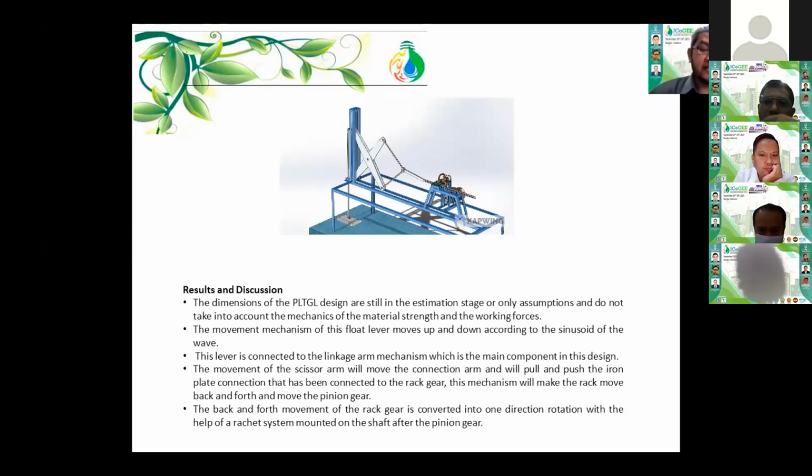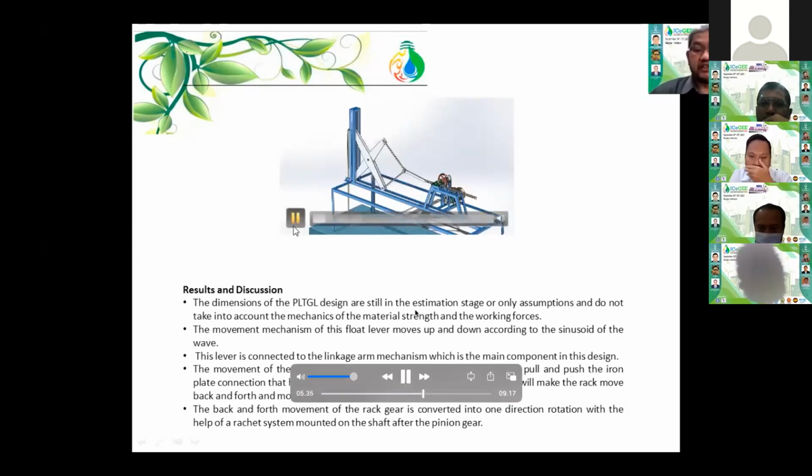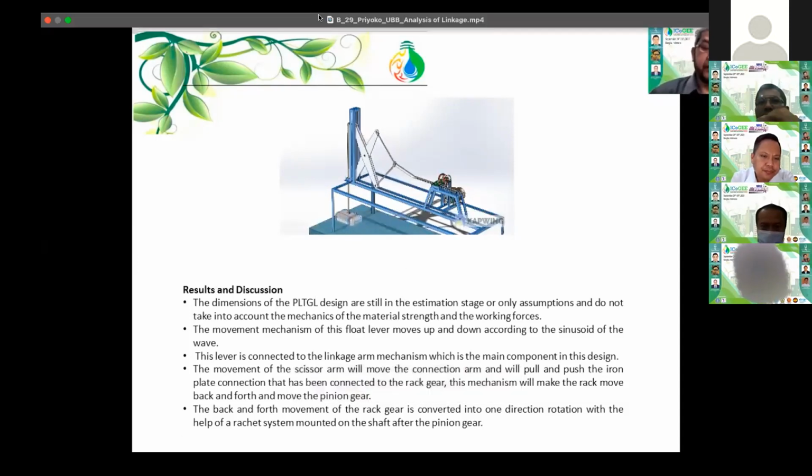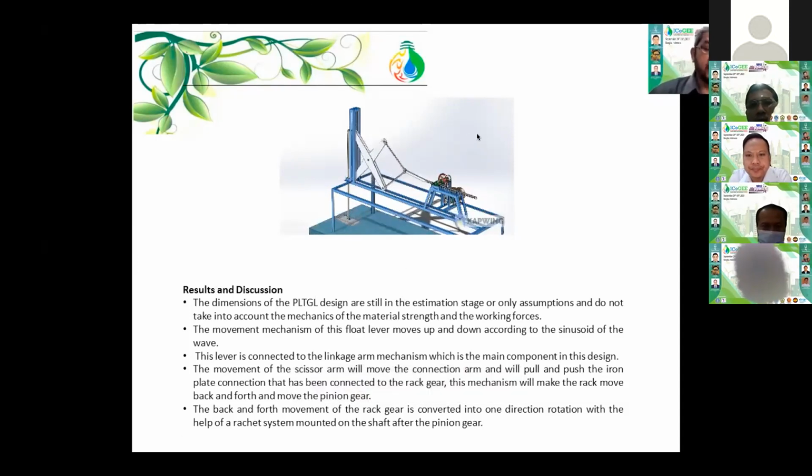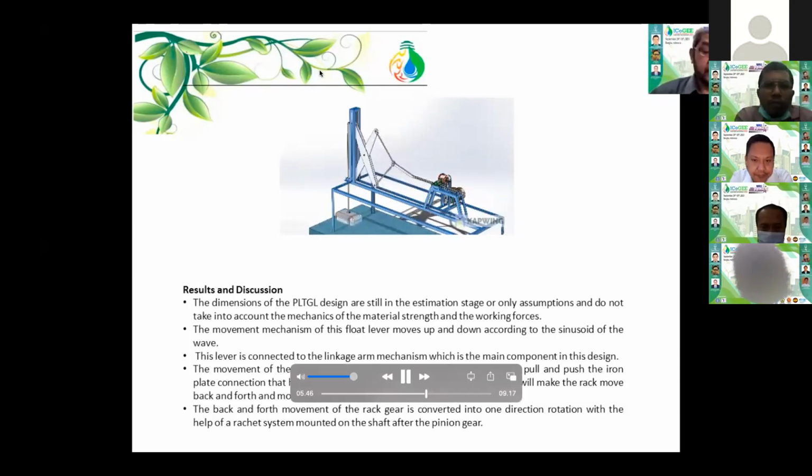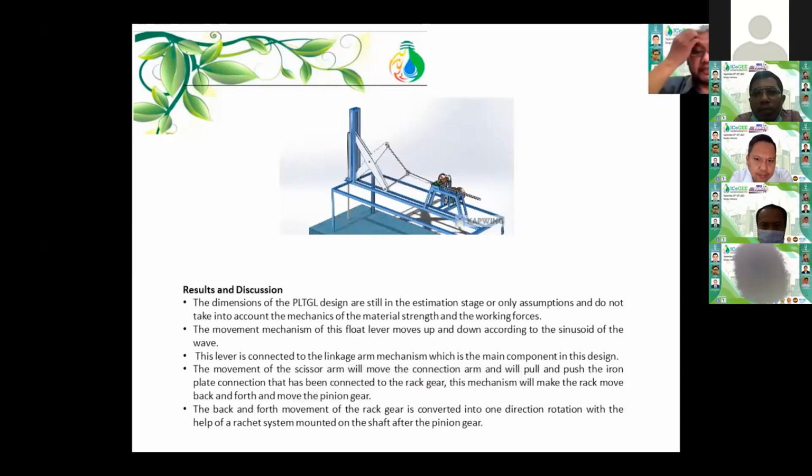The last mechanism is the shaft mechanism. The back and forth movement of the rack gear is converted into one-direction rotation with the help of a ratchet system mounted on the shaft after the pinion gear. This causes the shaft to only rotate in one direction and will eventually rotate a dynamo that has not yet been designed, but it is expected to use a belt and pulley transmission.